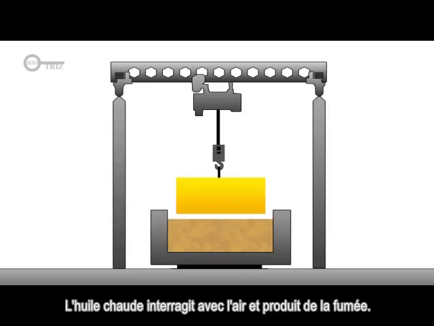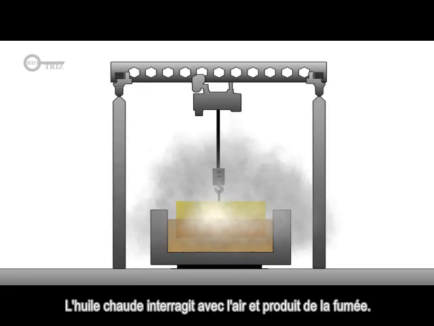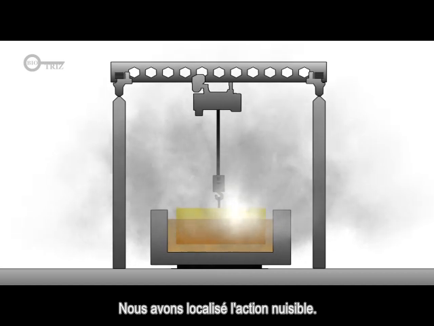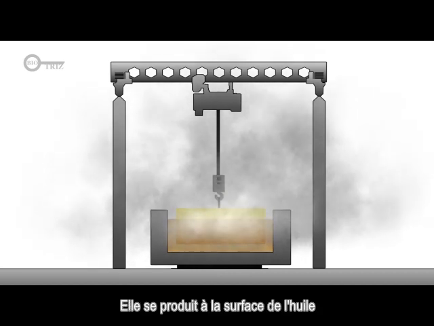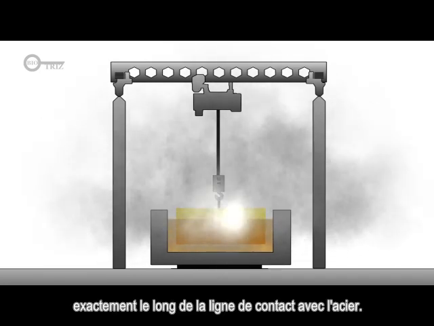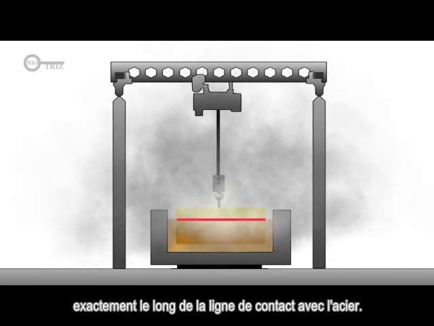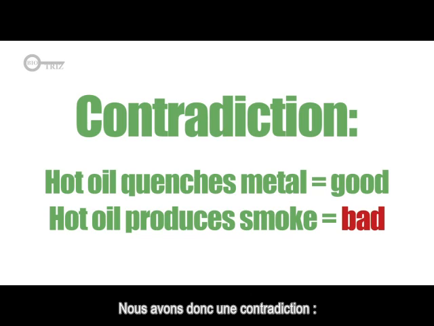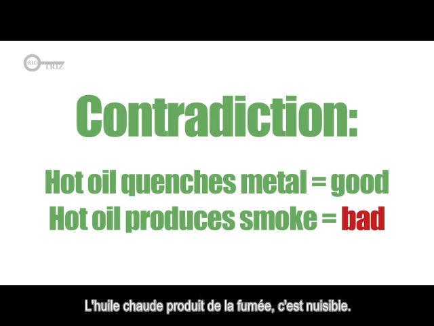Using what we have learnt in film 4, we define objects that produce harmful effects. Hot oil interacts with air and produces smoke. Then we localise the harmful action. We realise that this happens only on the surface of the oil exactly along the line of its contact with hot metal. We face the contradiction now. Hot oil quenches metal, which is good, but produces smoke, which is bad.